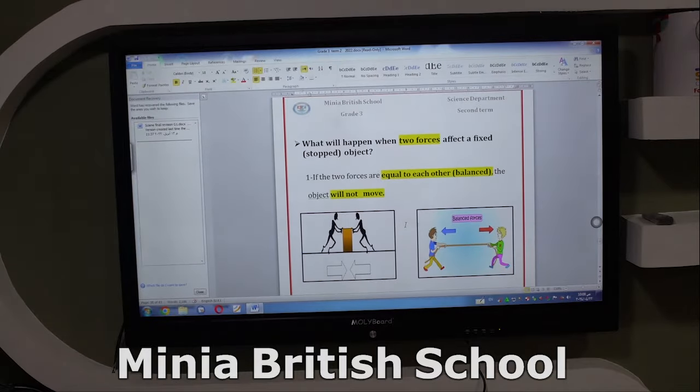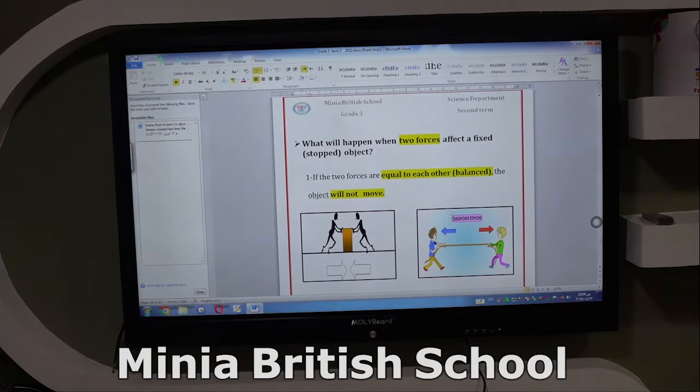This is a new question. What will happen when two forces affect a fixed object? If we have a fixed object like this, and two forces affect this object, what will happen? If the two forces are equal or balanced, equal to each other, the object will not move.